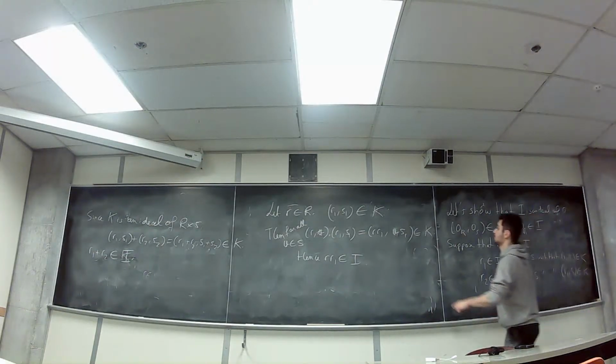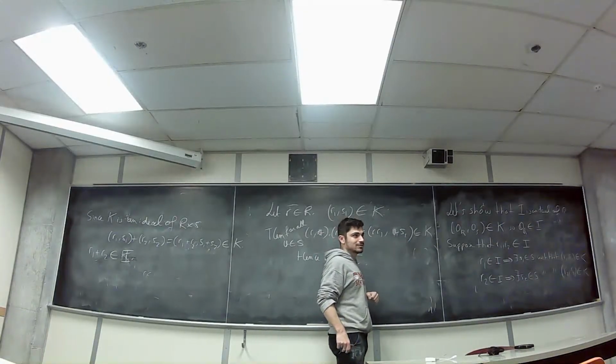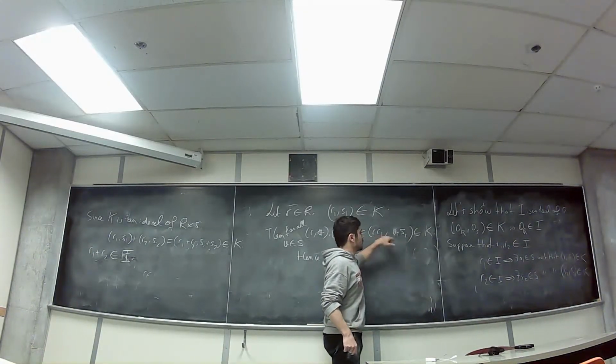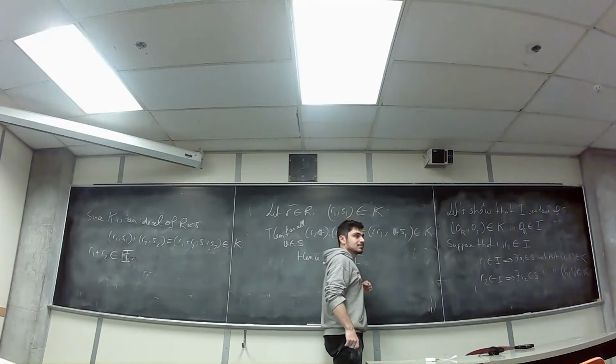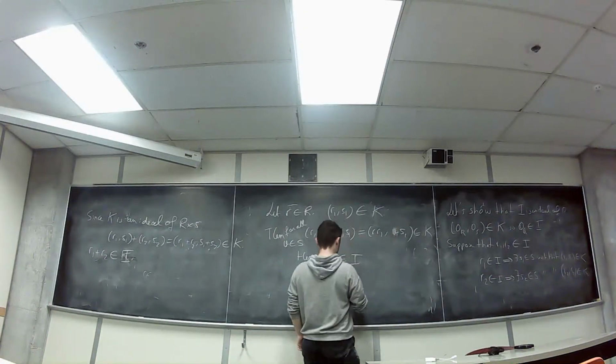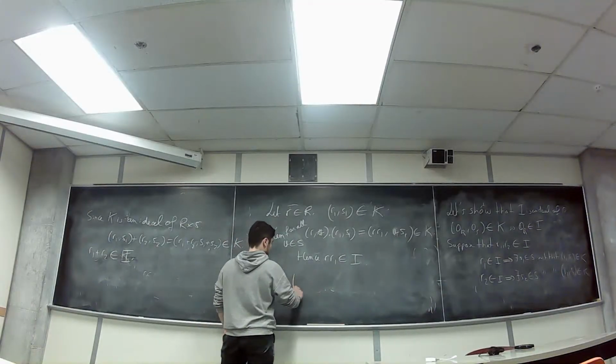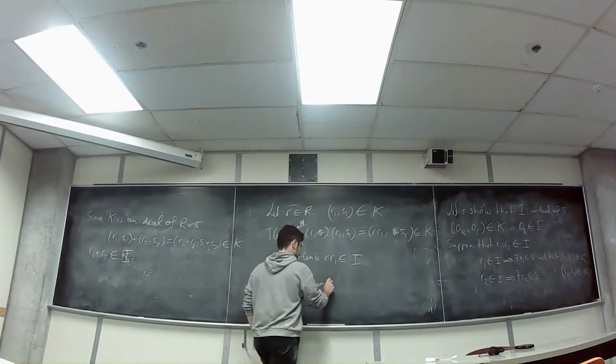Okay. So you can find VS1, R1 belongs to K. Agree or not? So this means that R1 belongs to I. You found an element. Okay. Hence, I is an ideal.